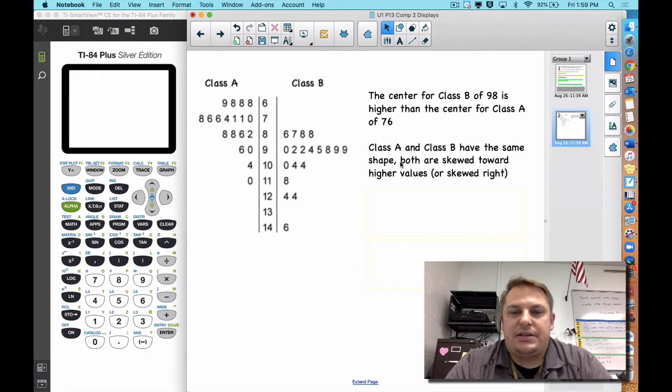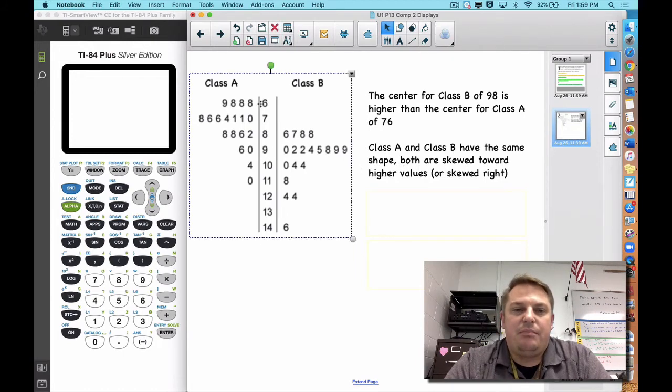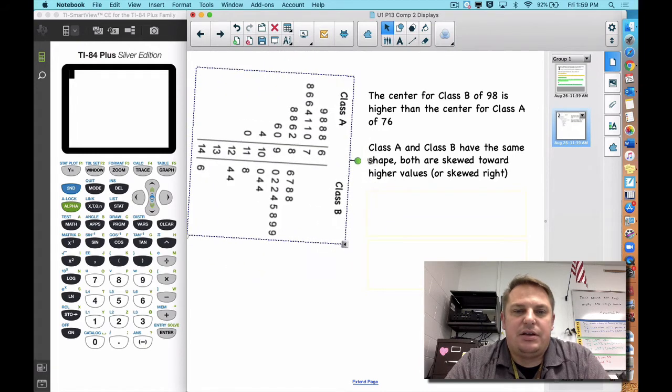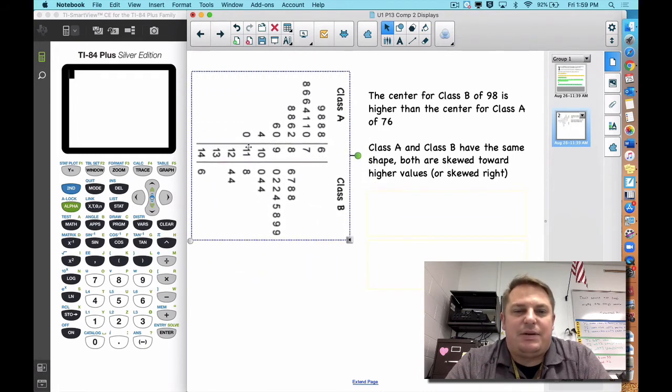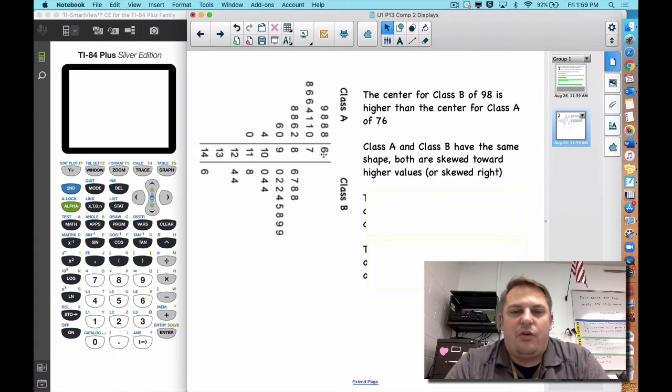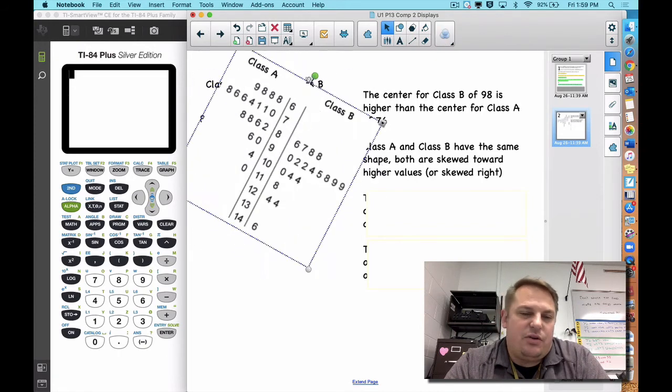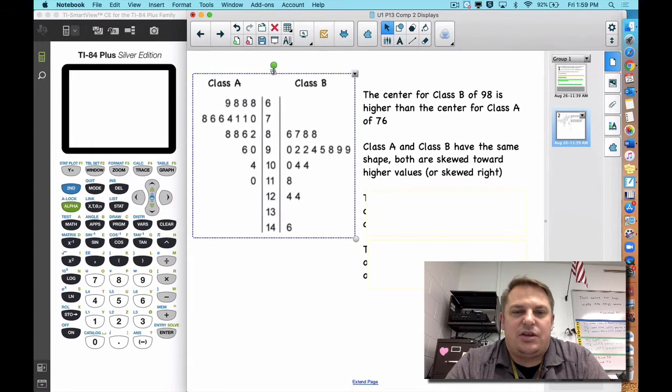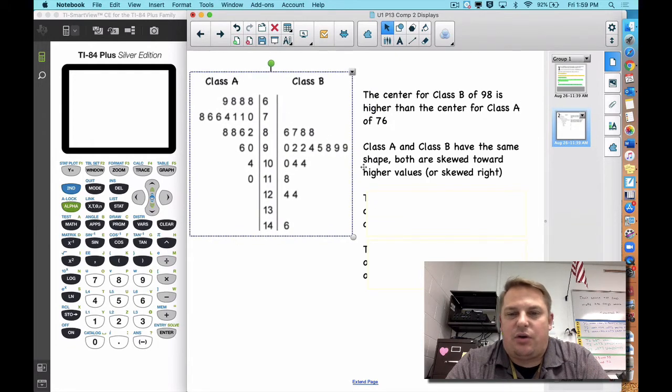Next, Class A and Class B have the same shape. Both are skewed toward the higher values. Now I did it this way because of exactly what I was talking about with these numbers. This visually looks skew left, but it's not skew left, because if we were going to make this properly, these should be flipped over to this side with the higher numbers on the right. So with these kinds of graphs, and you could do this in general, instead of saying skew right or skew left, you could just say skewed toward higher values. Then that covers your bases.